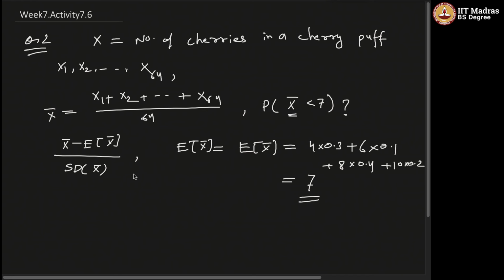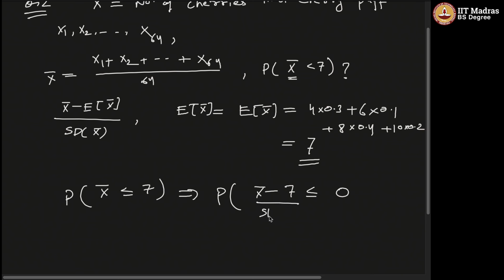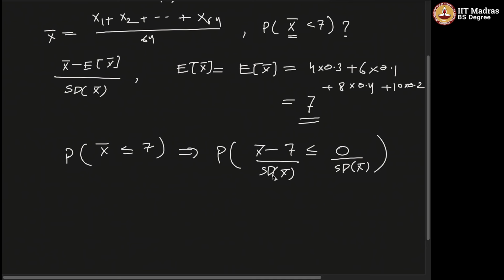Now we have to find the standard deviation of x bar. So let's first write it in this way. We need to find x bar less or equal 7, and now we will standardize our x bar. So it is x bar minus expectation of x bar, which is 7, less or equal, it will become 0. So even if we try to, we don't need to calculate the standard deviation of x bar, because when you divide this thing it will again still be 0. So we don't need to find the standard deviation of x bar.